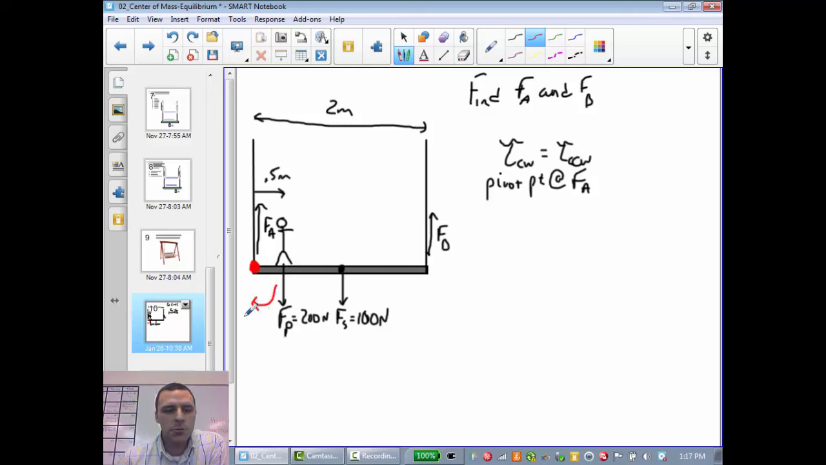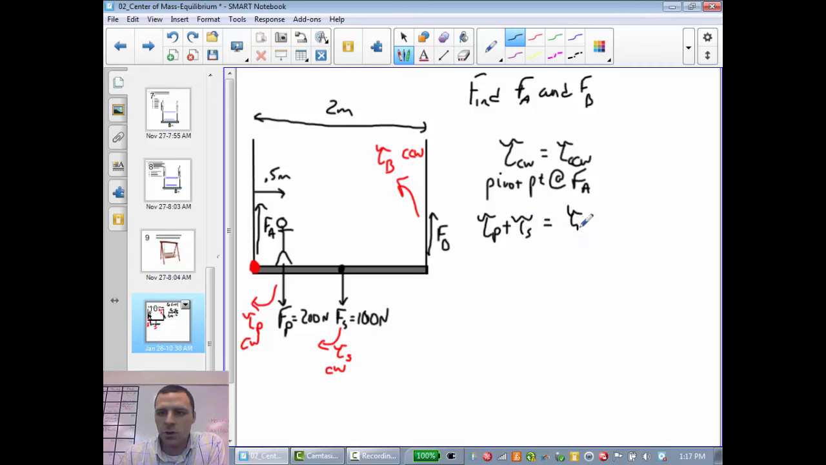Then try to find the torques due to each force around that imaginary pivot point. Force P will create a torque P that tries to make the beam go clockwise. Force S, for swing, is going to create a torque S, which is also clockwise. And force B is going to try to rotate the swing with a torque B that is counterclockwise. Once I've identified the torques, I can go back to the equilibrium equation and expand it. My clockwise torques are torque P plus torque S, and that equals torque B.